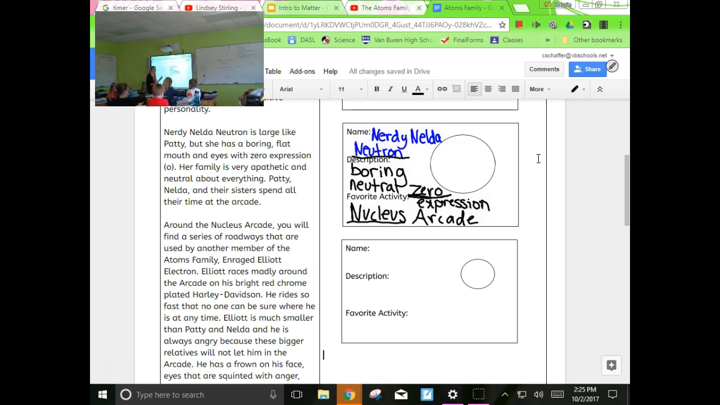Okay, so let's start with the drawing. What would be one thing that I need to have in my drawing? James? A flat face. I mean a straight line for the mouth. What else? Let's look back at our paragraph about her. What does it say about her eyes? Zach. So we're going to put zeros for her eyes. If you want to use your artistic abilities, you can make those into glasses maybe because it's Nerdy Hilda Neutron.